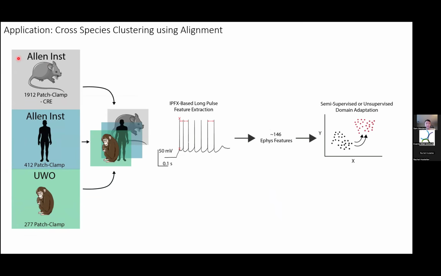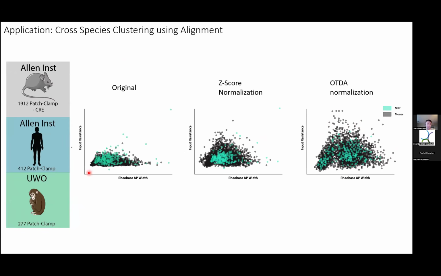To do so, I took all 3 datasets and ran them through IPFX-based feature extraction. This is actually a package put out by the Allen Institute, which extracts features from electrophysiological waveforms. So I ran it across all 3. I got about 146 ephys features, and then I performed the domain adaptation. Here you can see the input resistance to Rheobase-based action potential width curves for the mouse dataset coming from the Allen Institute, and the NHP dataset coming from us here at UWO.